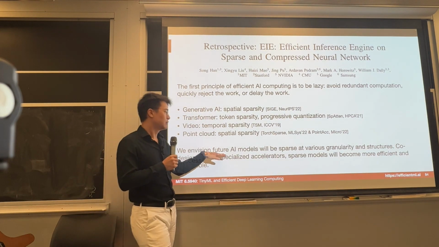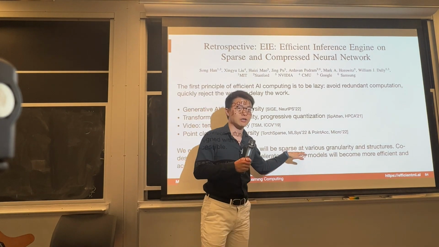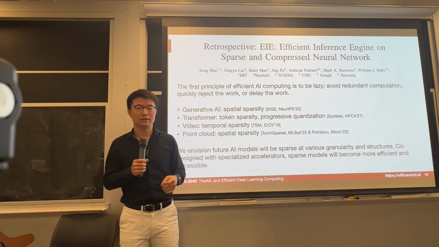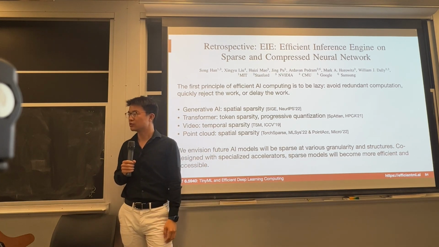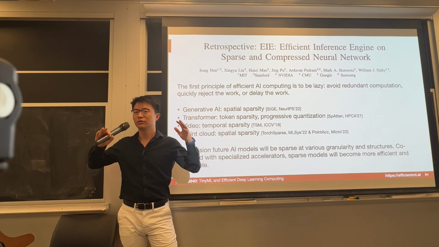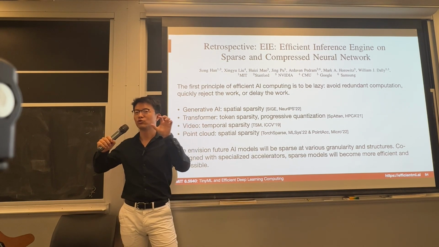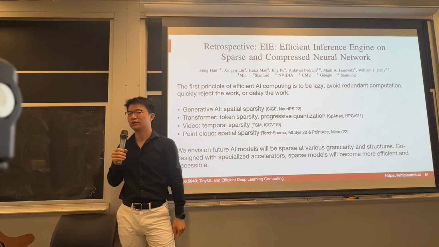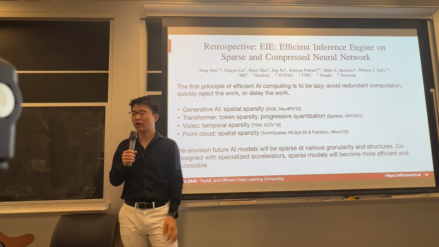So we envision AI models will be very sparse. Even the mixture of expert model, okay? Like GPT-4 is widely using the mixture of expert approach. You have a giant model, but each time you are not using all the parameters, but sparsely using a portion of them. Of course, it's still structured sparsity.